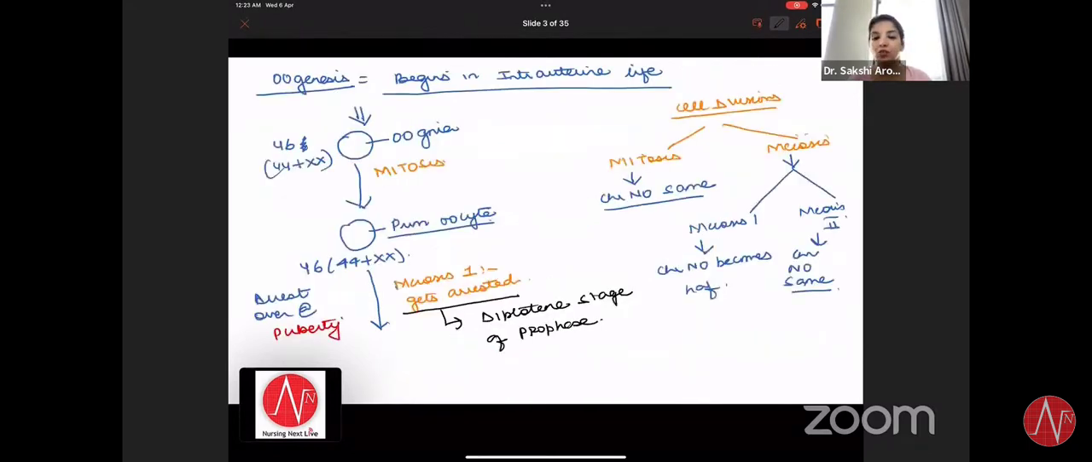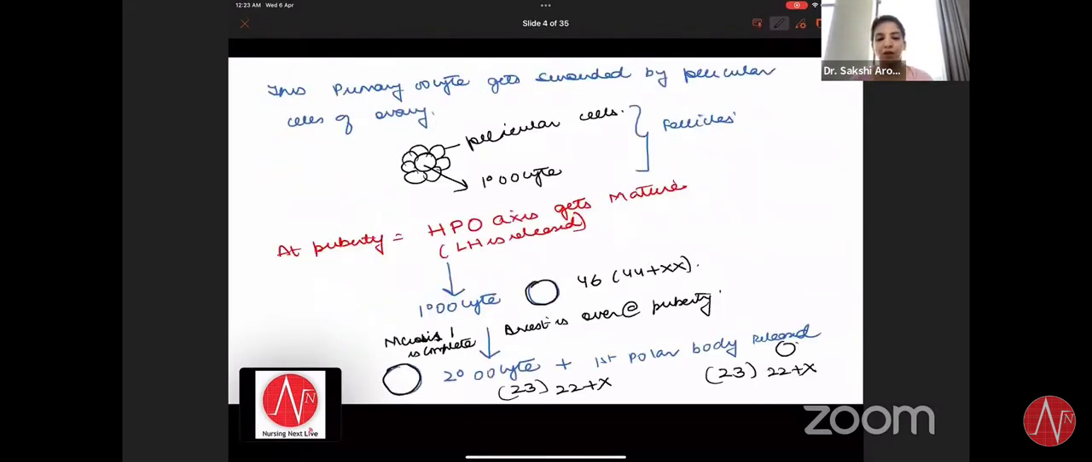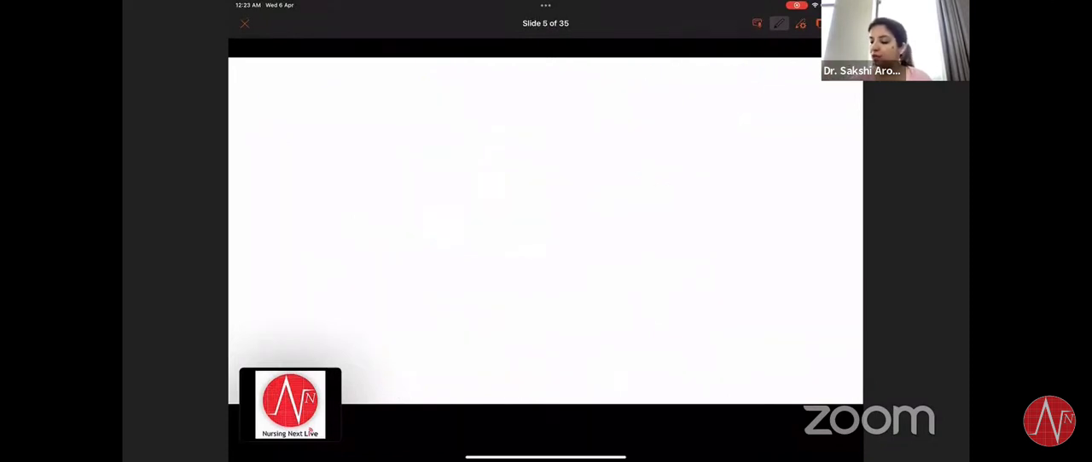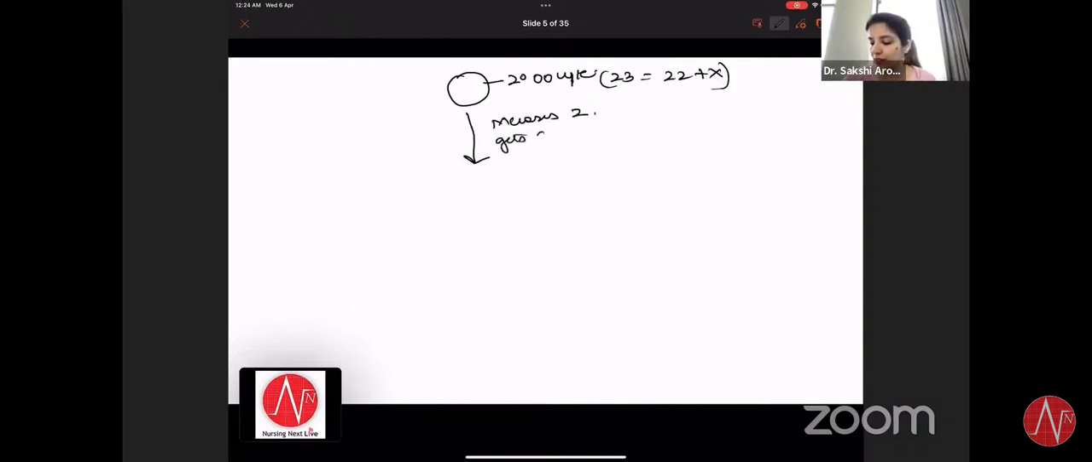Till here clear to all of you? Yes? Okay. Now this secondary oocyte, whose chromosome number is 23, that is 22 plus X, will undergo meiosis 2. But this meiosis 2 also gets arrested. And this time it is going to get arrested in metaphase.